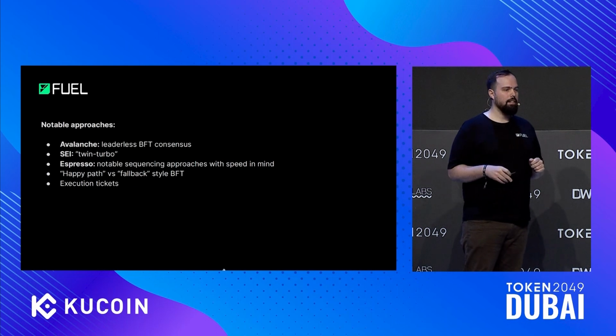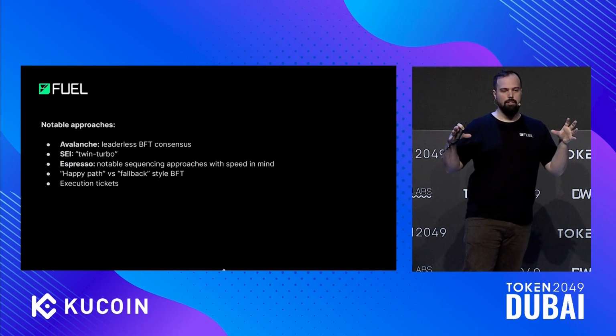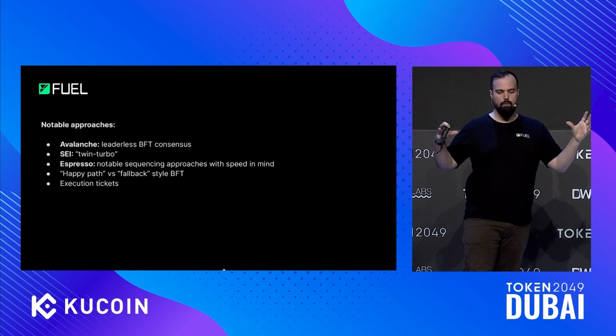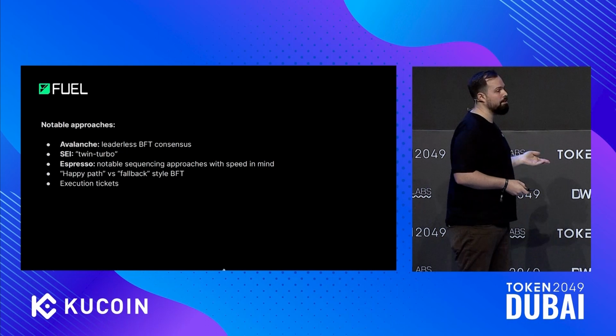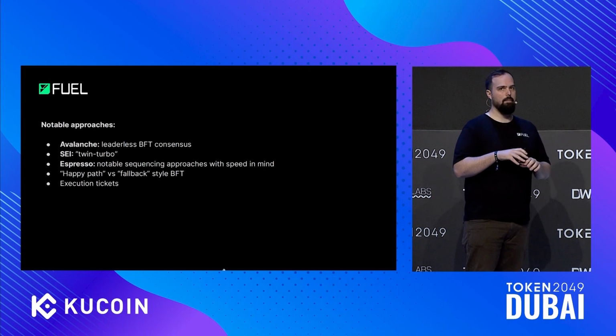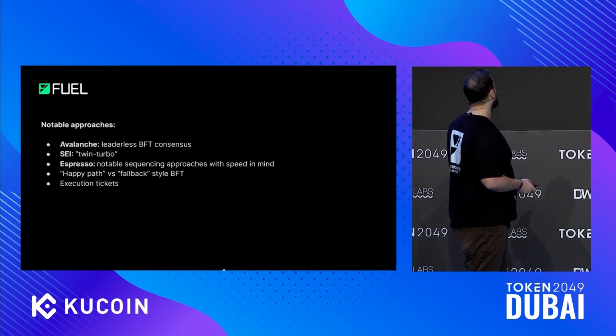It's BS, but the point is, at least they're trying to think about more regional subcommittees that are going to form and actually process transactions. As well, Espresso has some notable ideas about using very fast blockchains for sequencing, and they're more sensitive to these times as well.